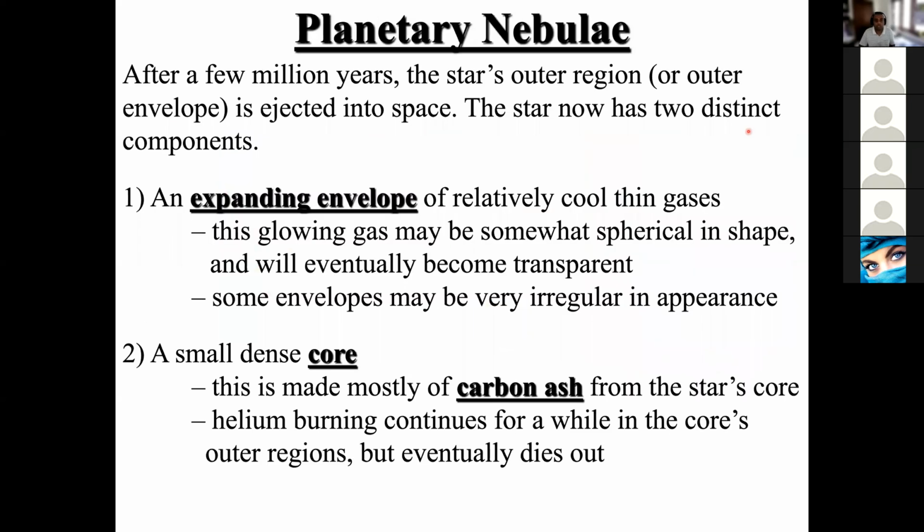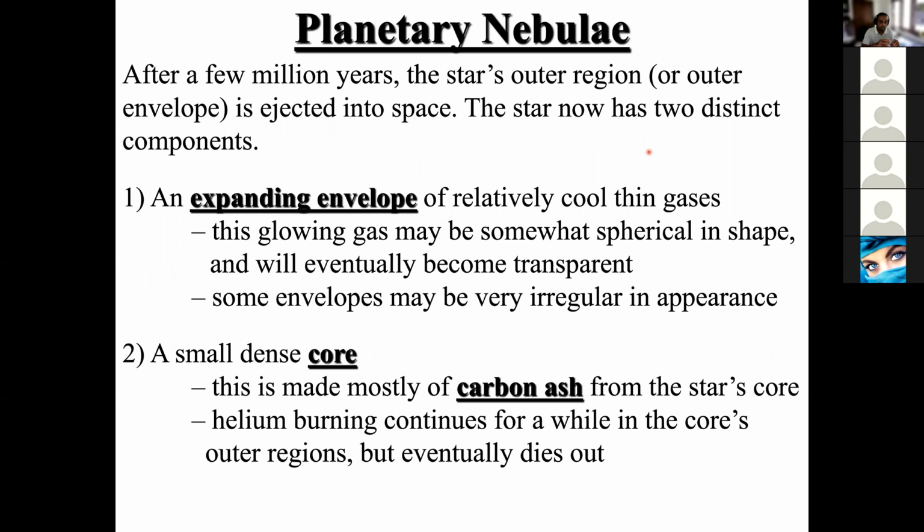you will have two distinct parts now for the star. One part will be an expanding envelope, which is actually relatively cool, thin gases. And that's a separate part. And then you have a very dense core at the central region, and that mainly consists of carbon ash, right? So you have carbon ash at the central region. And apart from that, you have this expanding envelope, right?